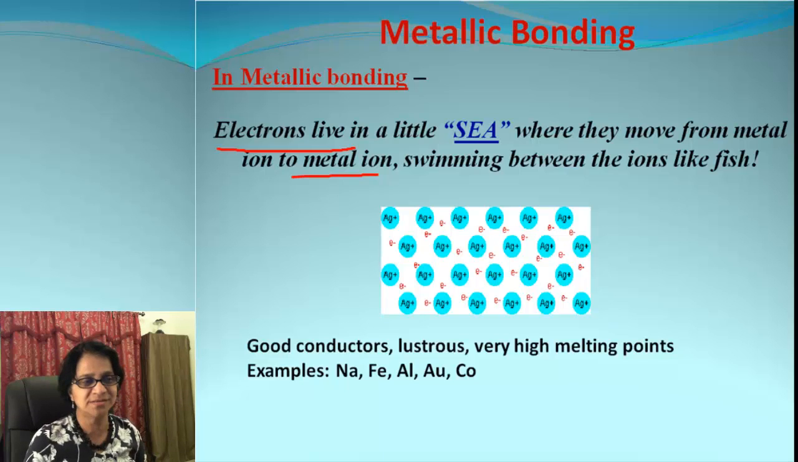Which properties does metallic bonding give to metals? It makes the metals good conductors. It also gives them luster or shining, and also quite a high melting point. And we have a couple of examples: sodium, iron, gold, cobalt, and many more.